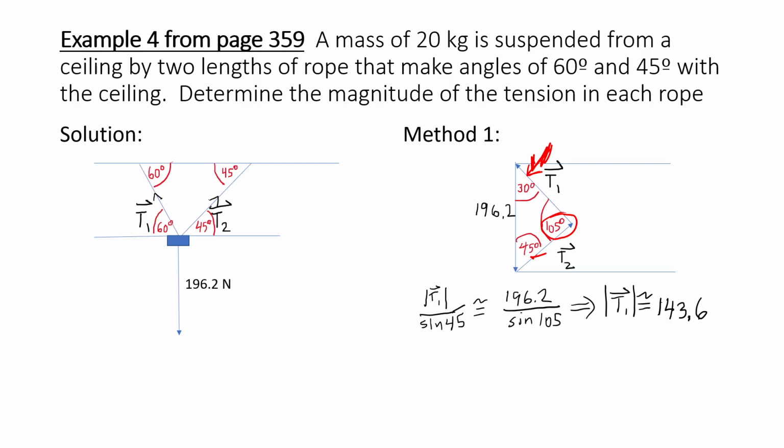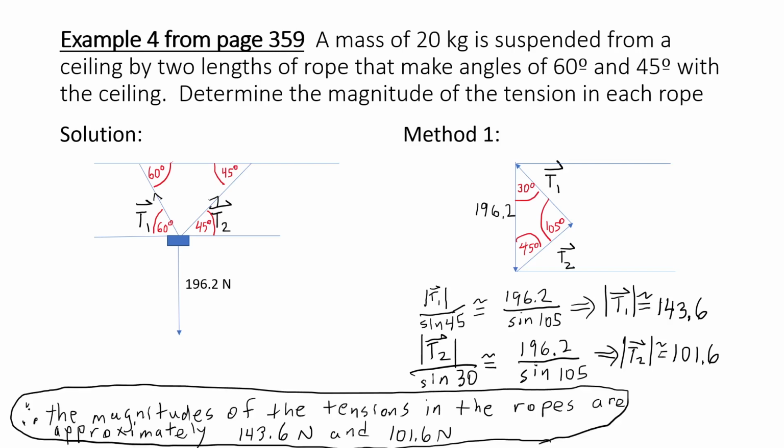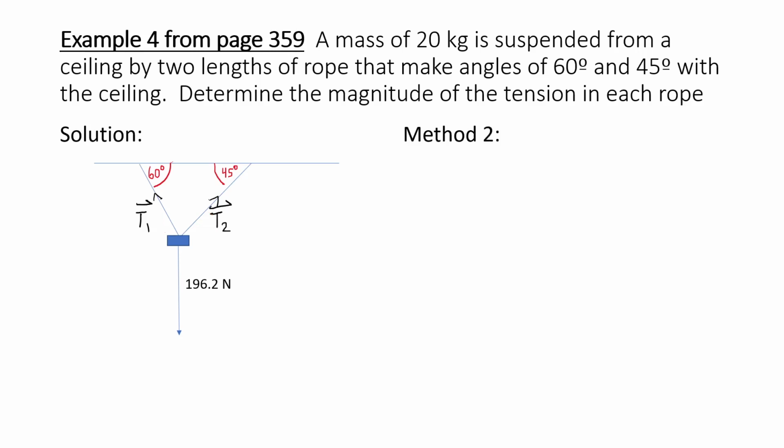So anyways, we get here T1, the magnitude of T1 using that sine law will be 143.6, and the magnitude of T2 using that sine law will be roughly 101.6 newtons. And so therefore the tensions in the ropes magnitude-wise will be roughly 143.6 newtons and 101.6 newtons. We've answered the question. Now, what's method 2?